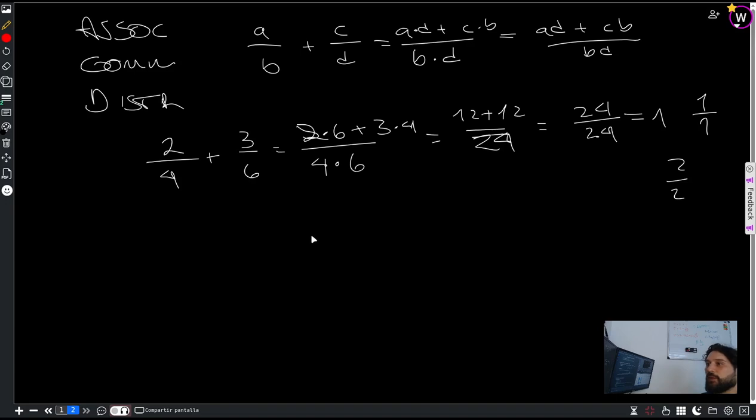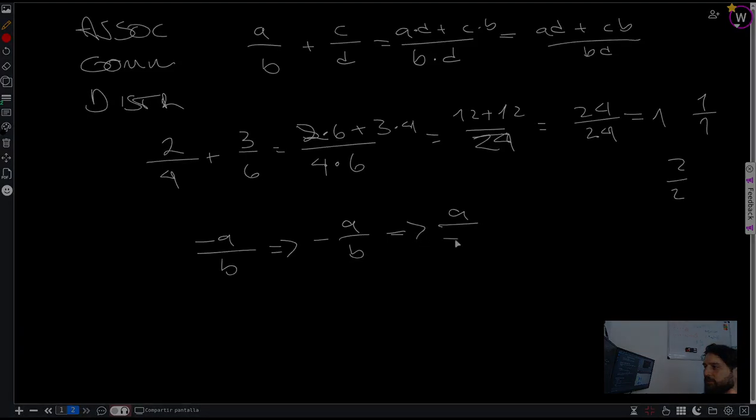These same rules apply for positive and negative numbers. When we have negative numbers in rational numbers, we would have, for example, minus A over B is the same as saying A over minus B. And this is the same as minus A over B.